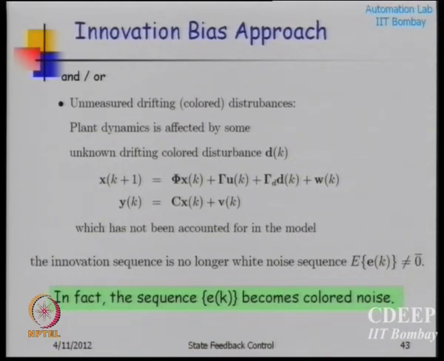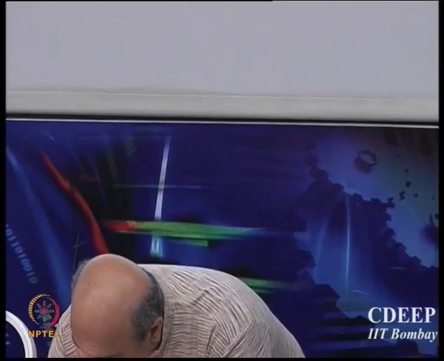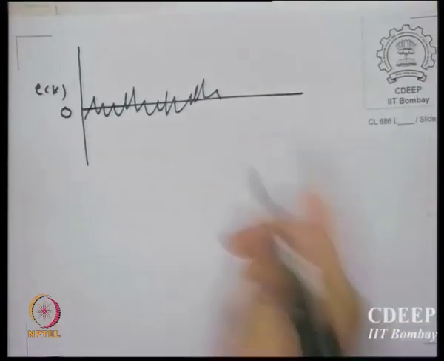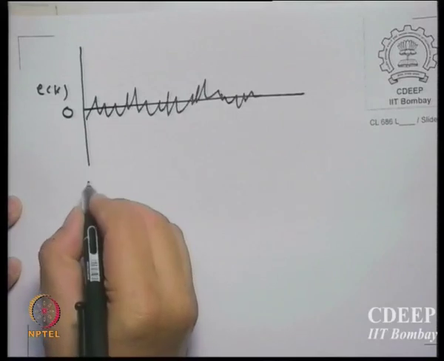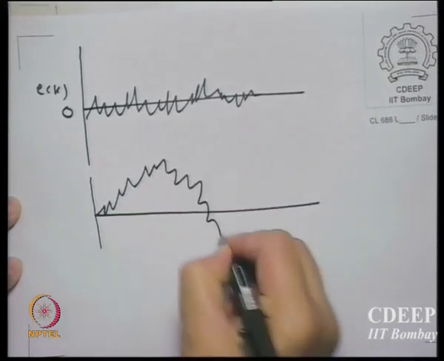So, what is the meaning of it becoming a colored noise? If there was no plant model mismatch, then e_k, this is my e_k, would be something like a zero mean signal, see this is zero. e_k will be something like this, but the moment there is a plant model mismatch, this e_k will be a drifting signal.